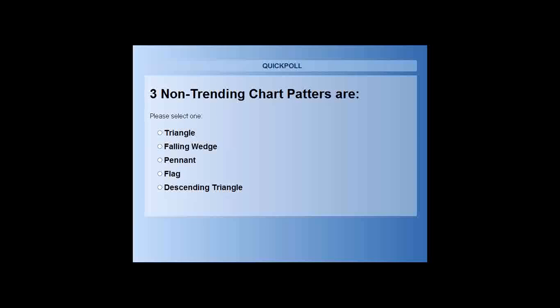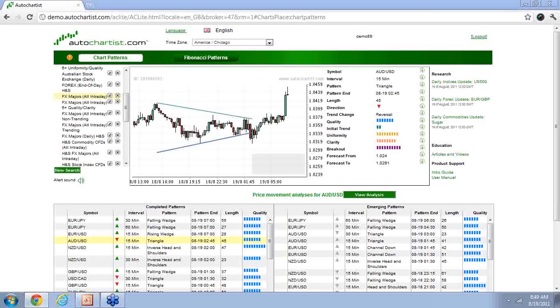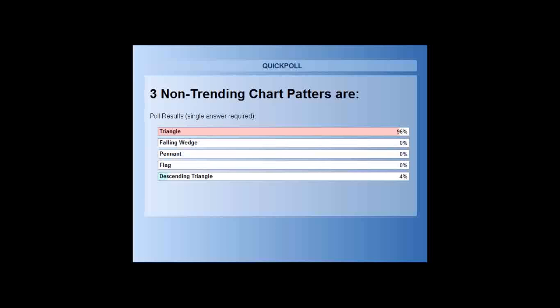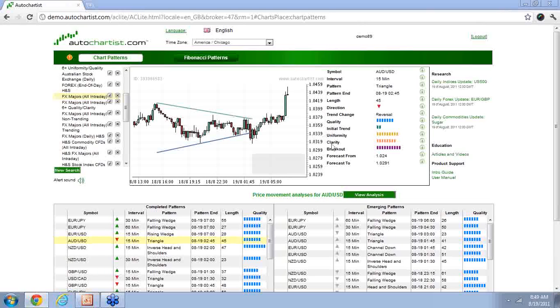Oh, there it is. 94% hit the triangle. That's great. Okay, and our final question is for trending patterns. What are the trending patterns? The trending pattern choices are up channel, rising wedge, ascending triangle, triangle, and down channel. Okay, those are the questions that we're looking at right now. So what are your trending patterns?